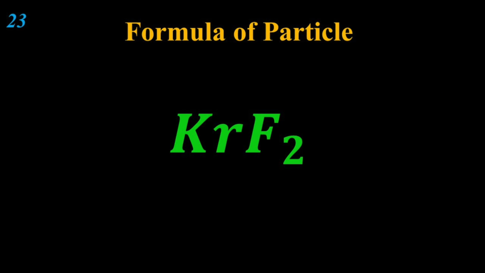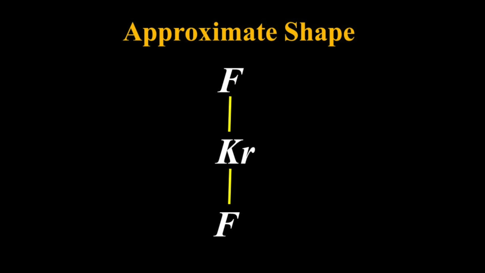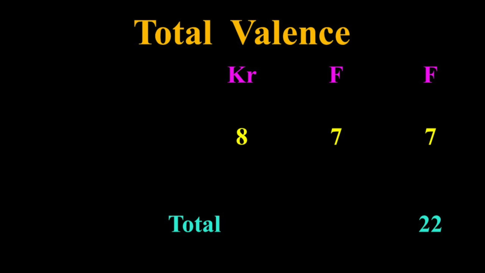Krypton difluoride. We're going to look at the possible geometry. Well, we'll put linear for now because we have no way of knowing otherwise. We might be able to guess what the geometry is. If you can guess what the geometry is based on prior examples, that's pretty good.